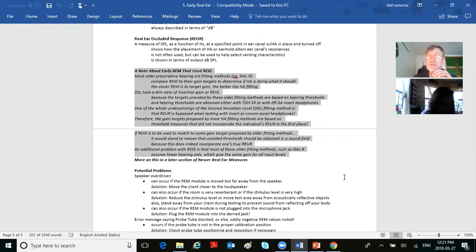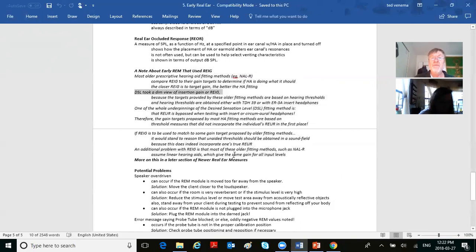So here goes. Most older prescriptive hearing aid fitting methods, like NAL, Libby, POGO, Berger, they compare real ear insertion gain to their gain targets to determine if a hearing aid is doing what it should. The closer REIG was to the target gain, the better the hearing aid fitting. Yep, been there, got the t-shirt. Now I'm repeating myself. So comes the next thing.